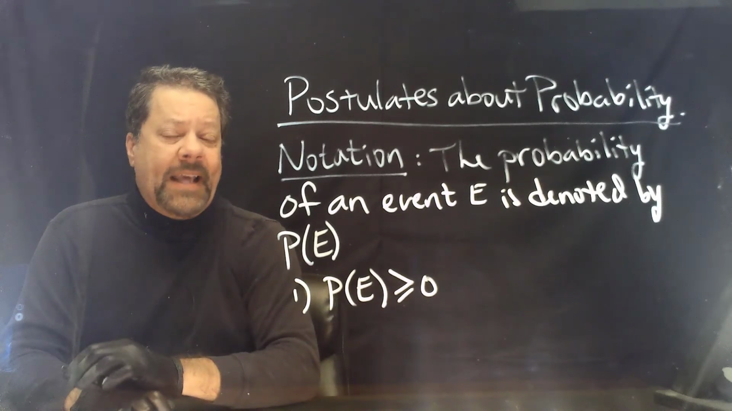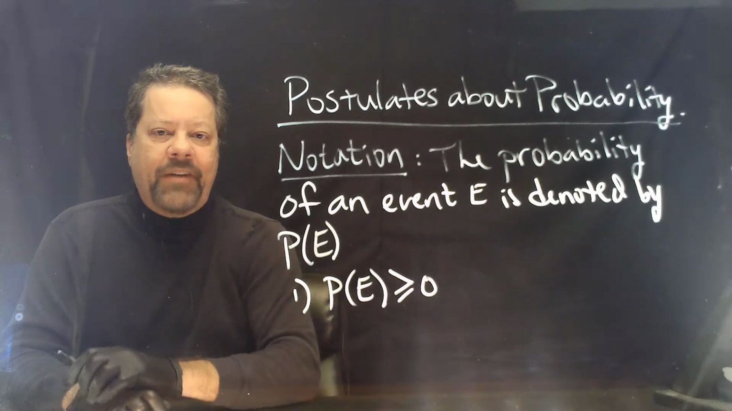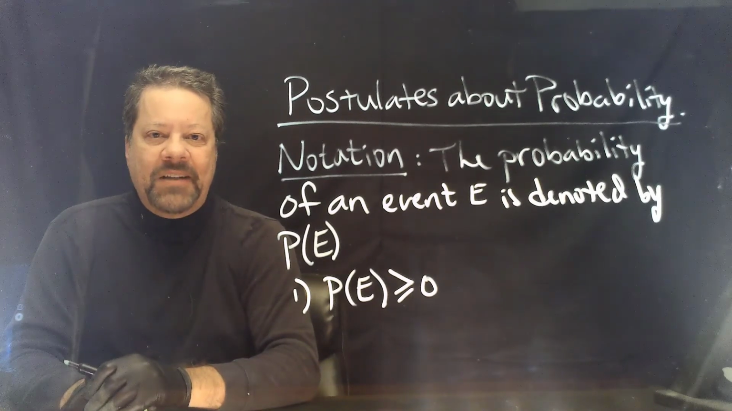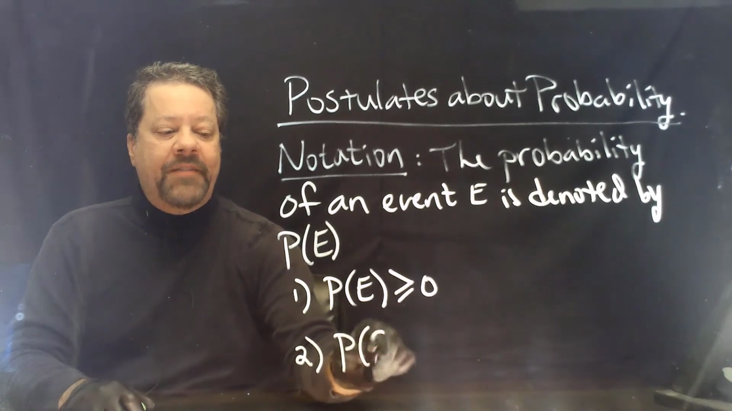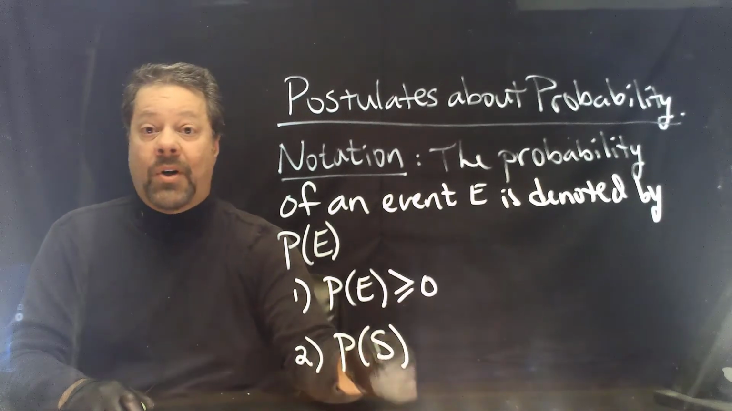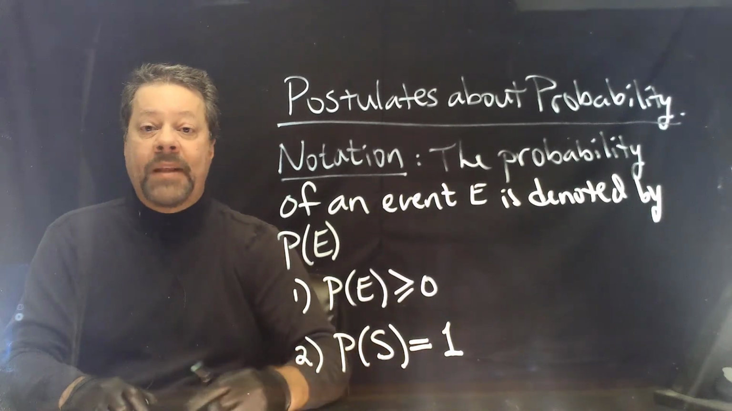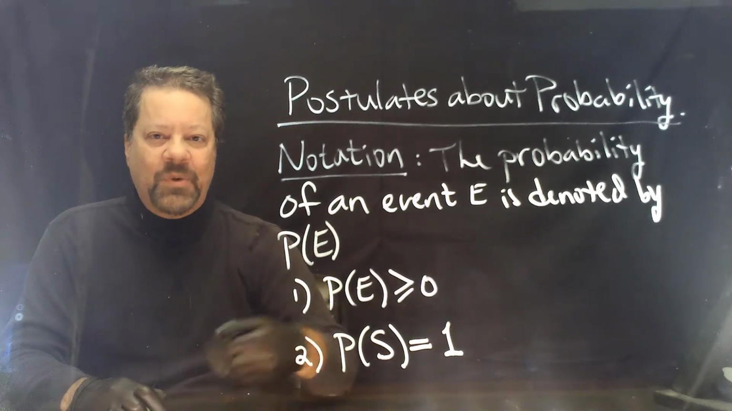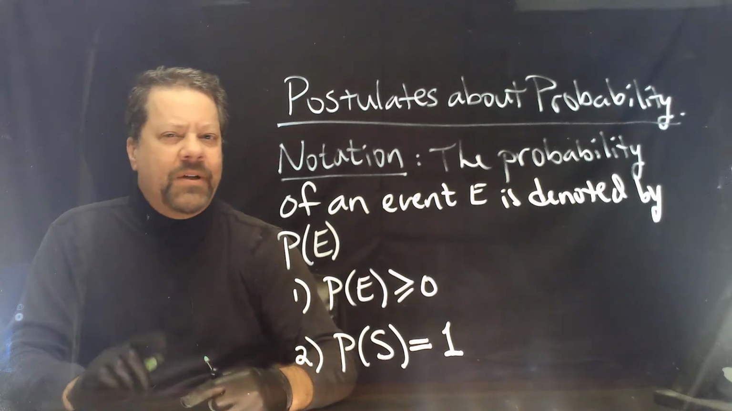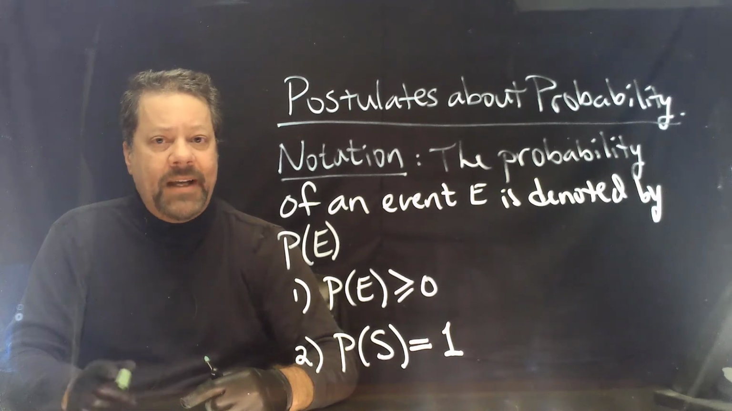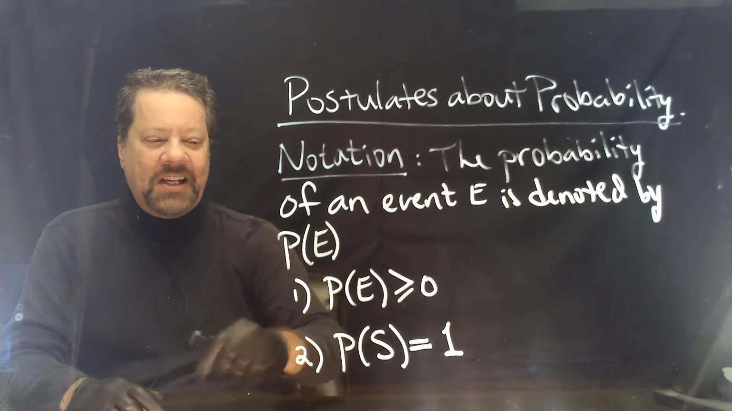The probability can't be negative. It can be 0. It is possible to have an event with no possibility of happening. Second, the probability of the entire sample space, which is all possible outcomes, is 1. We'll assume that something does happen when we perform the experiment. So if we're flipping a coin, we're going to assume that it's either heads or tails, and we don't get edge, the coin lying on its edge.